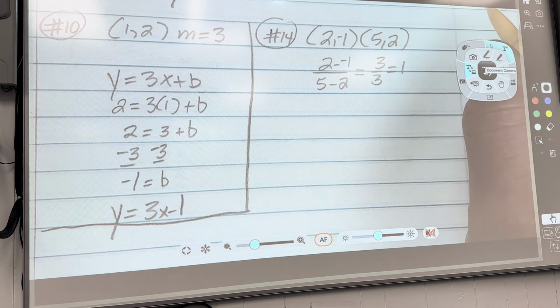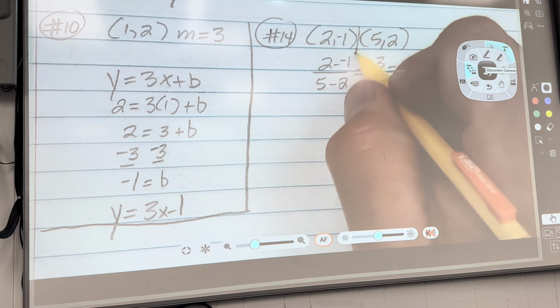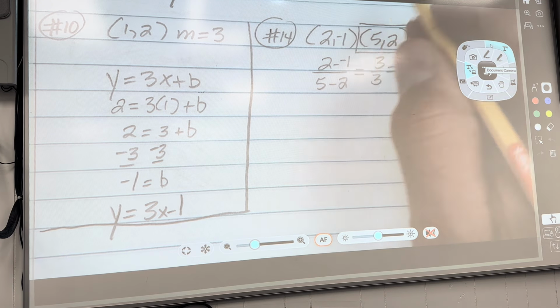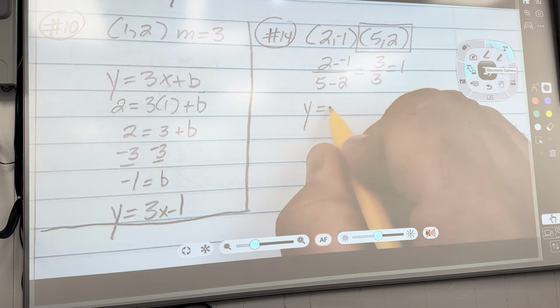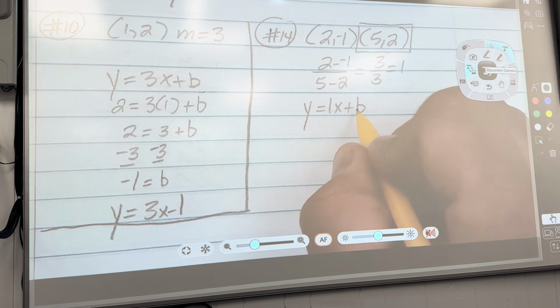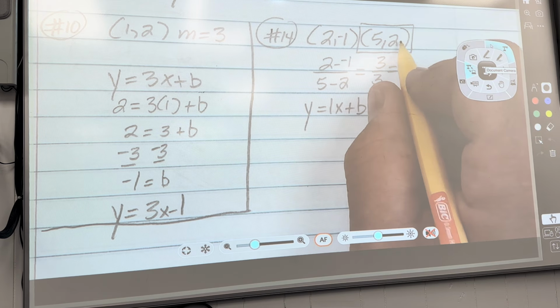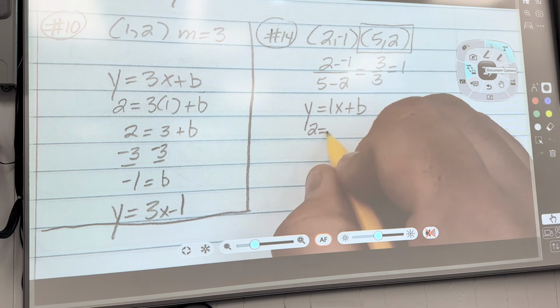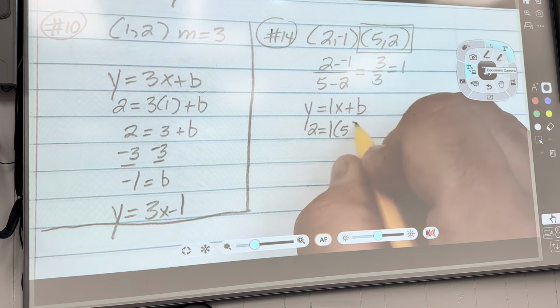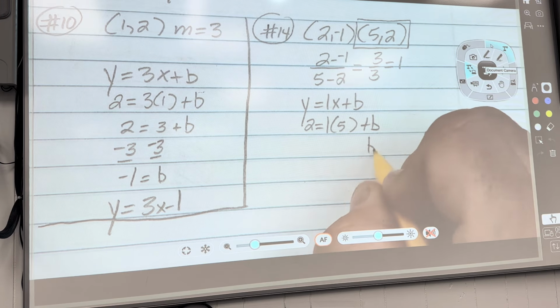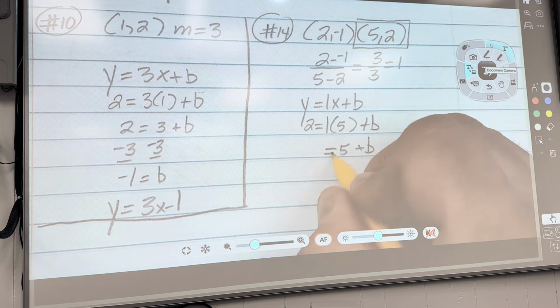Which point should we use? We should use (5, 2). It's friendlier, but it doesn't really matter which one you use to plug in. So y equals 1x plus b. I'm going to plug in the points. Y is 2. X is 5. Simplify, solve a one-step equation.